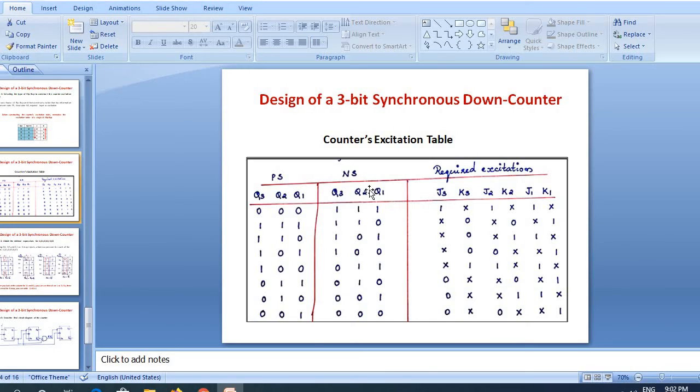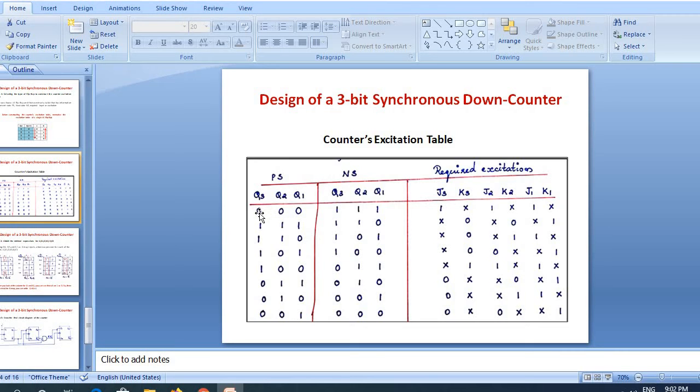Now, after writing the next state, you can write the desired excitation. How can you write the desired excitation? Using Q3 present state and Q3 next state, you can write J3 and K3. Similarly, using Q2 present state and Q2 next state, you can write J2 and K2. Similarly, using Q1 present state and Q1 next state, you can write J1 and K1.